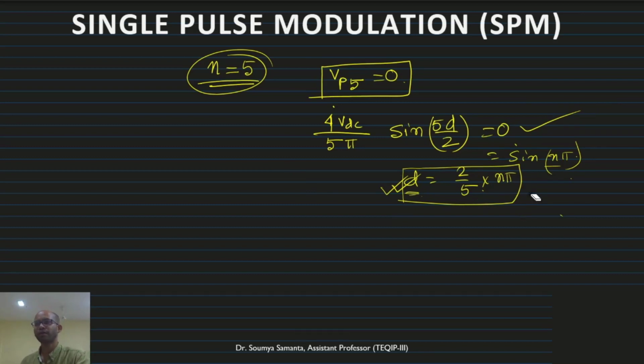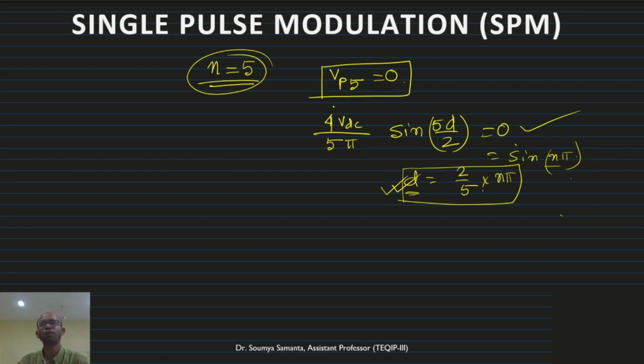That is how, if we want to eliminate a particular harmonic, we can do that by controlling the pulse width. We can also control the magnitude of the fundamental wave. This is the advantage of pulse width modulation. This is what I have described, the single pulse modulation.